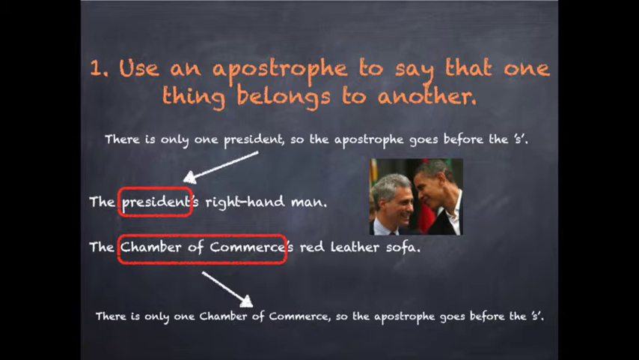Now, the right-hand man belongs to the president, and there is only one president, so the apostrophe goes before the S. Alternately, we could say the Chamber of Commerce's red leather sofa. Again, there is only one Chamber of Commerce, so the apostrophe goes before the S.